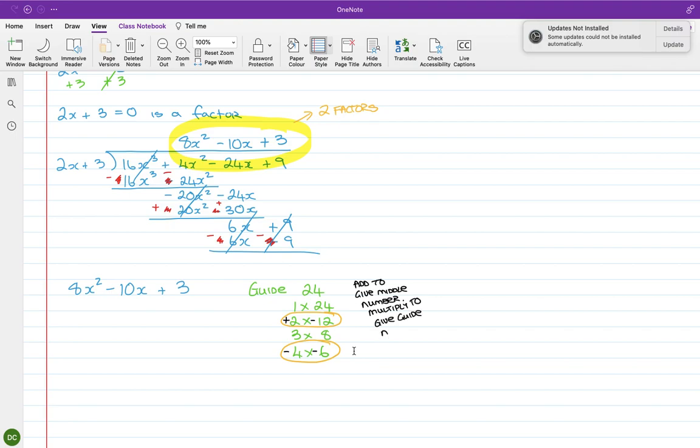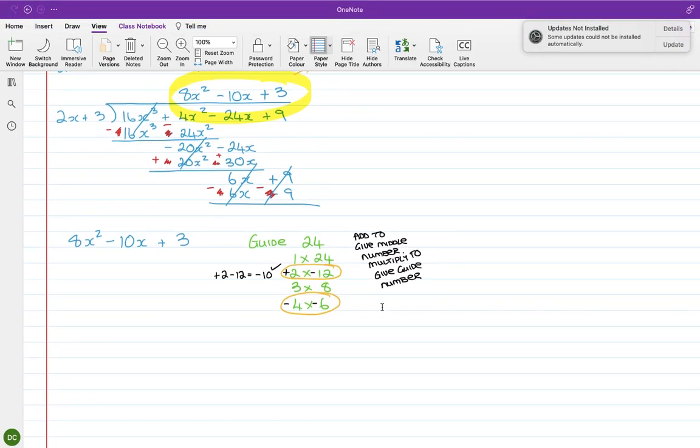Yeah? So both of these do add. So if I do plus 2 minus 12, I do get minus 10. That works. If I add the two of them together, I do get the middle number. So it kind of satisfies the first condition. But if I multiply them, plus 2 multiplied by minus 12, plus by minus is a minus, and 2 by 12 is 24. So that is giving me minus 24, which is wrong.